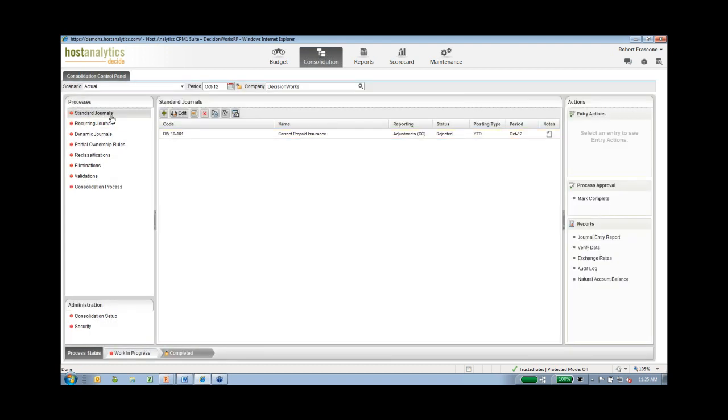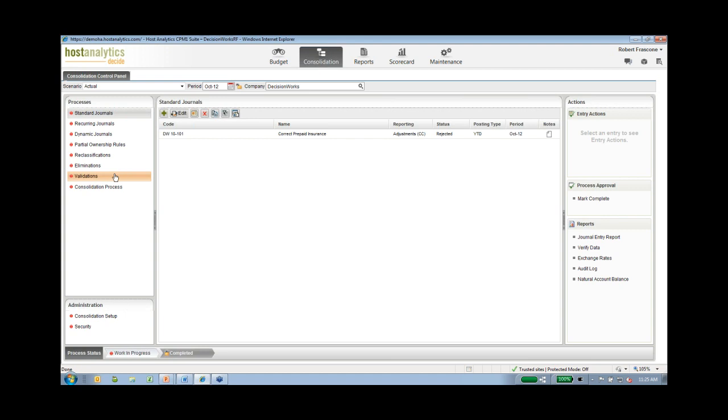And what are our processes? Again, our journal entry types: standard, recurring, dynamic. Dynamic is just having the ability to actually have some calculations put into that particular journal entry, and we'll touch on that in a second, so that you don't have to do it outside the system and calculate some of those values. Non-controlling interest, if that's an issue for you, we can certainly accommodate that. Reclassifications, which we talked about before. The biggie, of course, eliminations, and we'll spend a little bit more time on that versus the other areas.